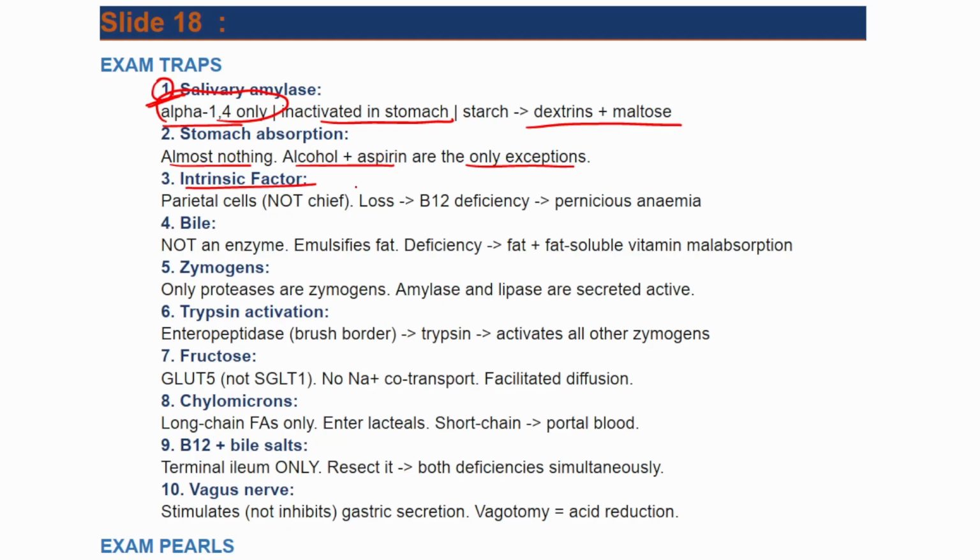Intrinsic factor is produced exclusively by parietal cells, explicitly noting they are not chief cells, meaning any loss of this lineage leads directly to systemic B12 deficiency and downstream pernicious anemia.